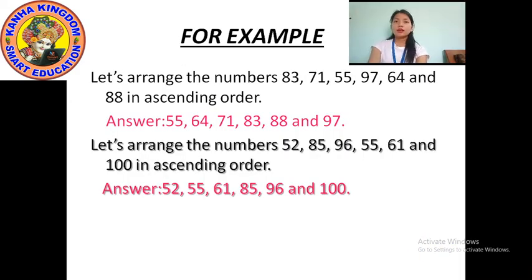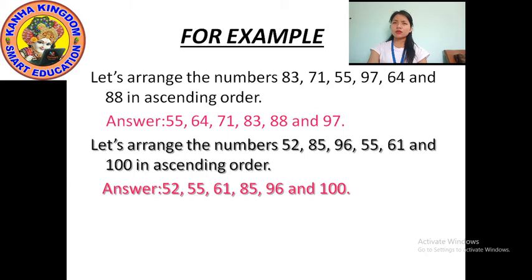Okay, now we are going to see some examples of ascending order, or learn how to arrange numbers in ascending order. Let's arrange the number 83, 71, 55, 97, 64 and 88 in ascending order. We have to arrange all these number in ascending order. First we have to check which number is smaller.